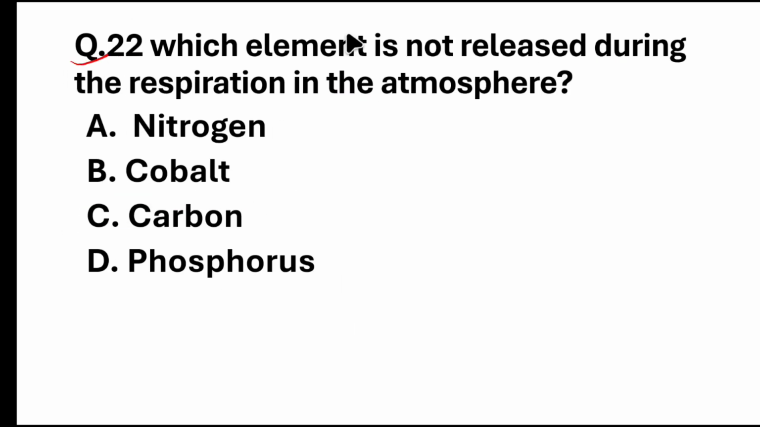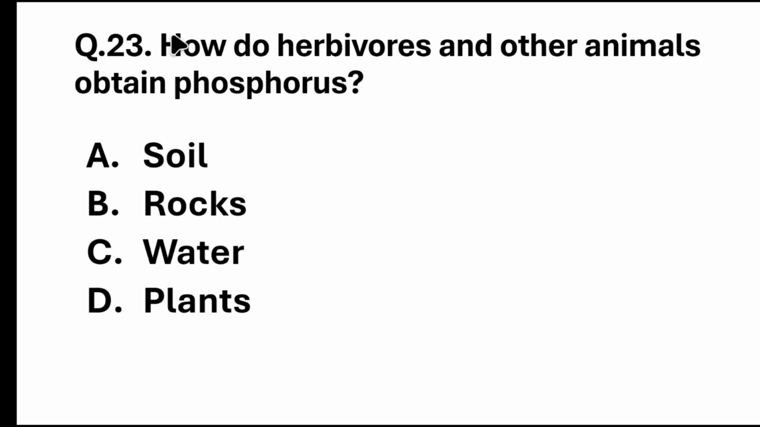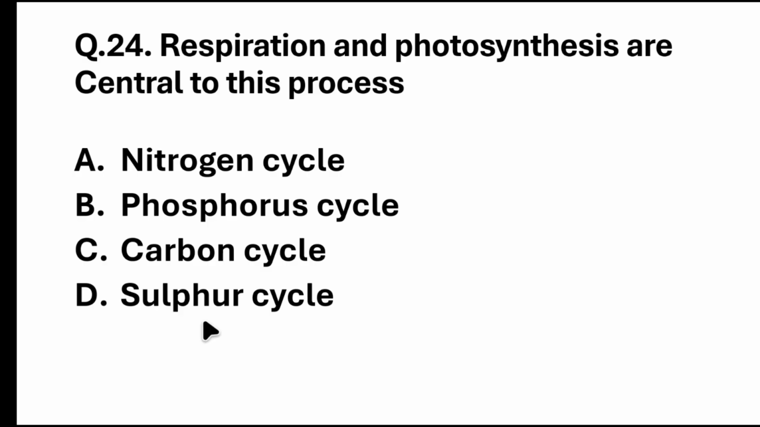Question number 22. Which element is not released during the respiration in the atmosphere? Answer option D. Phosphorus is not released during respiration in the atmosphere. Question number 23. How do herbivores and other animals obtain phosphorus? Answer option D. From plants. Question number 24. Respiration and photosynthesis are central to this process. Answer option C. Carbon cycle.